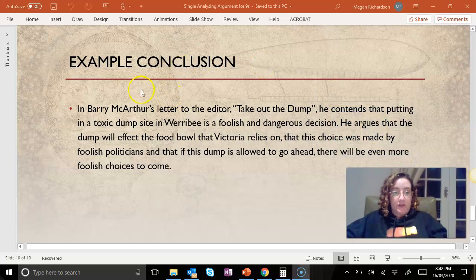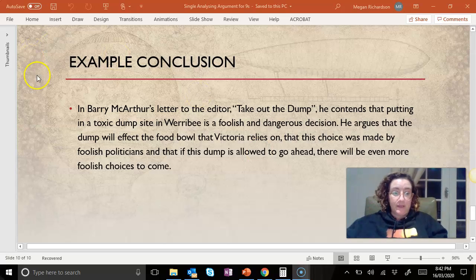Okay, so here's mine. In Barry MacArthur's letter to the editor, Take Out the Dump, he contends that putting in a toxic dump site in Werribee is a foolish and dangerous decision. He argues that the dump will affect the food bowl that Victoria relies on, that this choice was made by foolish politicians, and that if this dump was to go ahead, there will be even more foolish choices to come.